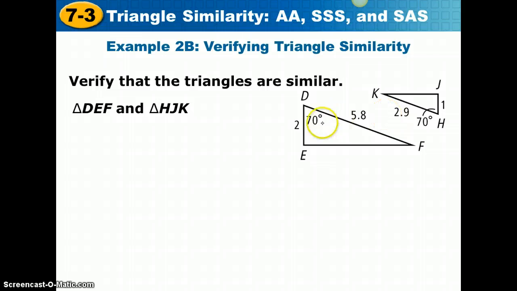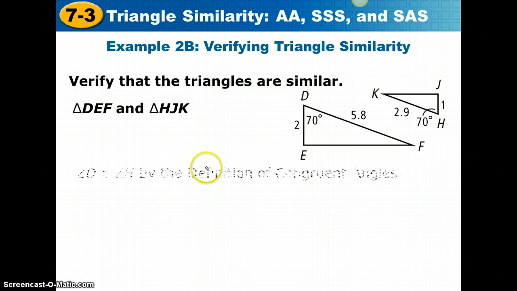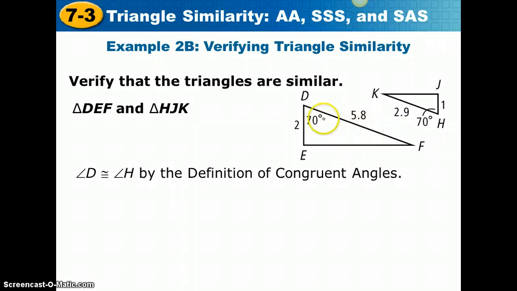Looking at these two, we are given two sides of one triangle and their corresponding sides of the other. And we're given the included angle of each. So we're probably using side, angle, side. So here's what we can say. Angle D is congruent to angle H by the definition of congruent angles. They have the same measure.